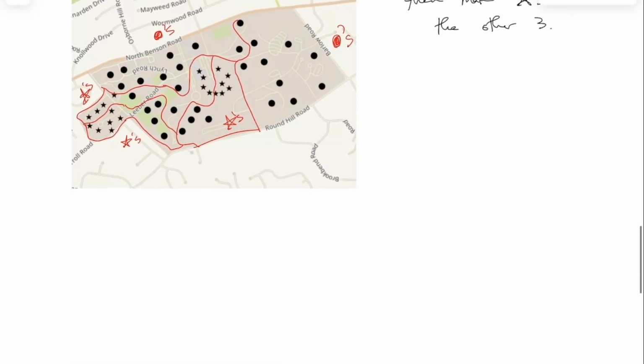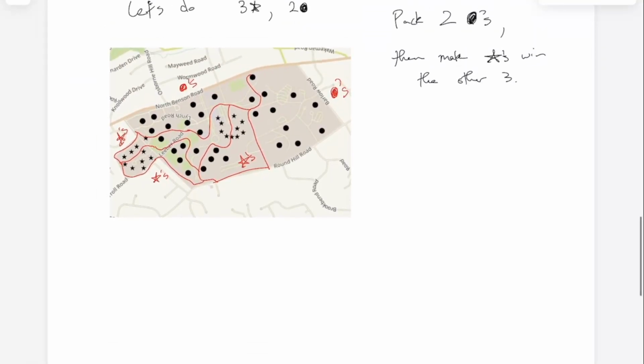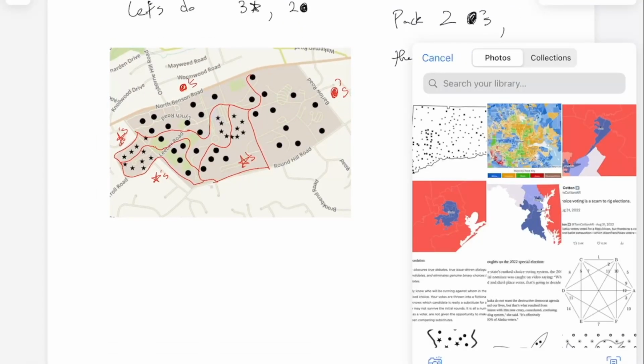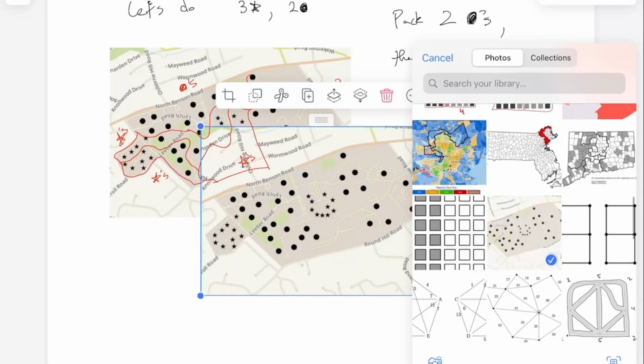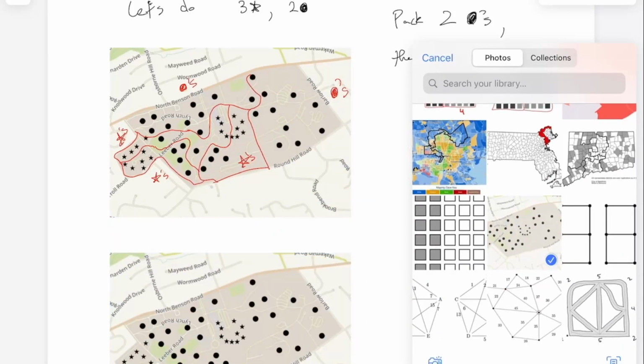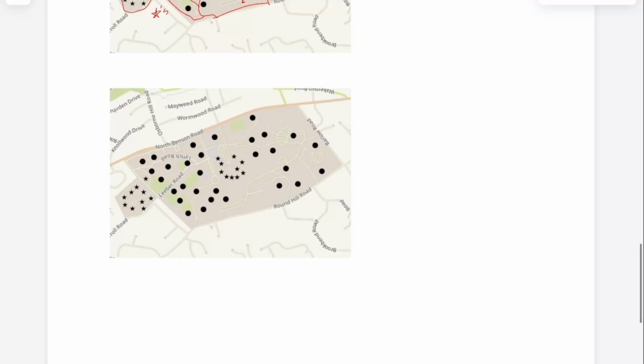What I said, in my opinion, the easiest one, or the most natural one, is to do 2 and 3. So 2 stars and 3 circles. The reason I say that's the most natural way to do it is because when you look at the map, the stars already live in kind of 2 separate clumps. So the most sensible way to do this would be, and in the middle, there are actually 10 here. So I'm going to take that as one of my regions.